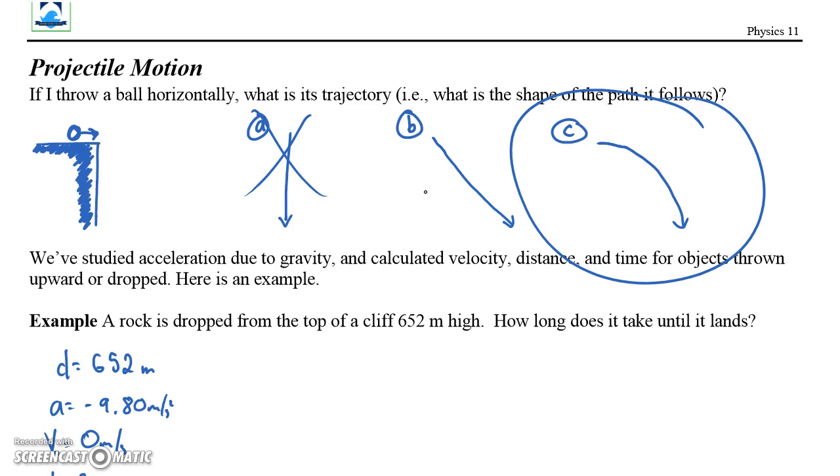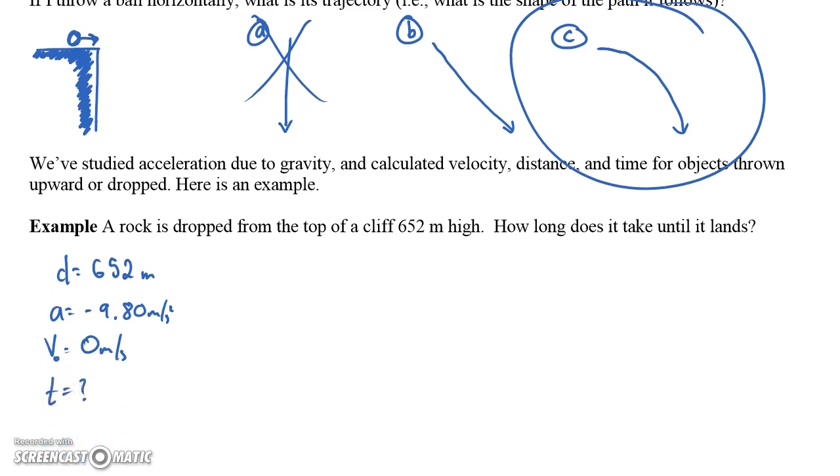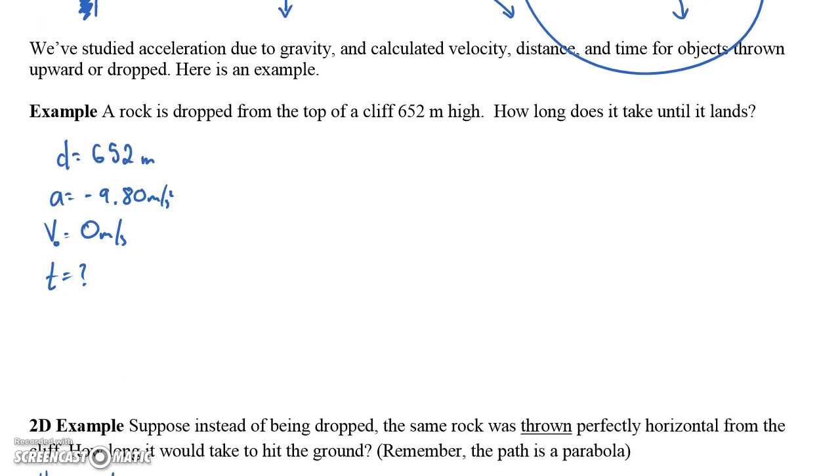So let's take a look at 2 examples. One in 1 dimension, so what we've done, and then see what happens in 2 dimensions. So we've got a rock on top of a cliff. How long does it take to land? We've got our givens. Let's just go for our equation. We have d, a, v naught, and t. Our best equation is the most common equation, as it almost always is. D equals v naught t plus 1/2 at squared.